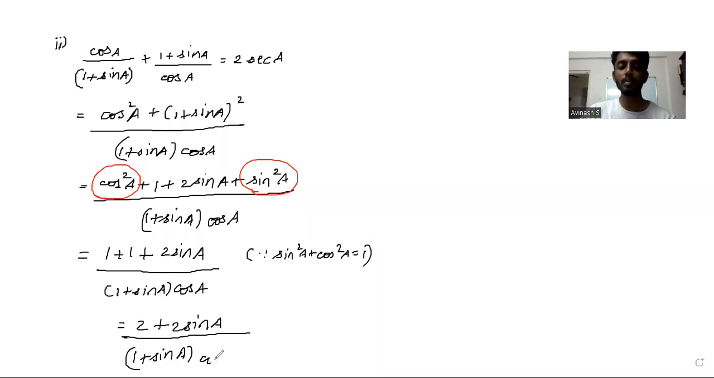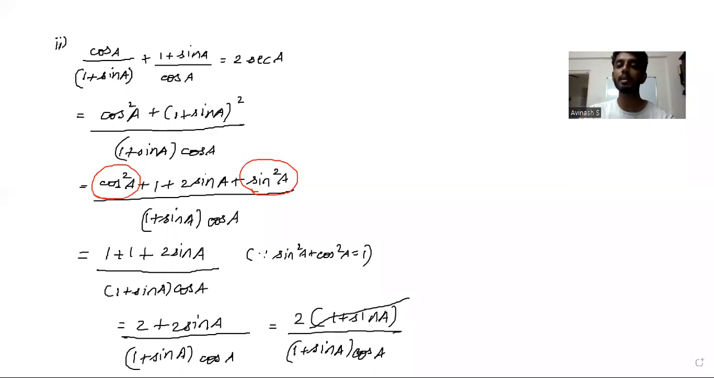Now, in the numerator, we can take this 2 as common out from both the terms. So we get 2 into 1 plus sine A. In the place of 2, you get 1. And in the denominator, you have 1 plus sine A into cos A. Now we can see clearly that this 1 plus sin A term and the other 1 plus sin A term will get cancelled, leaving you with 2 by cos A, which can also be written as 2 into 1 by cos A for our convenience.